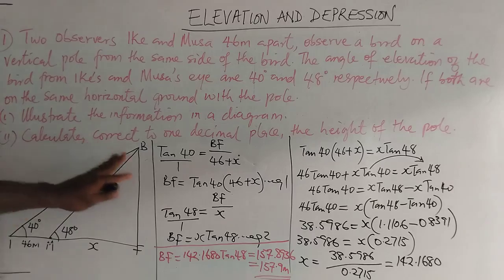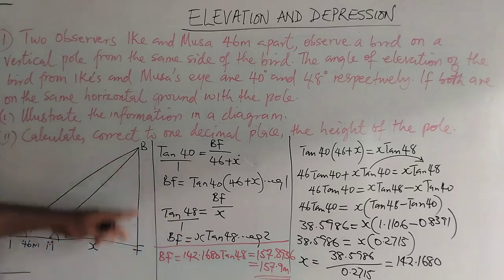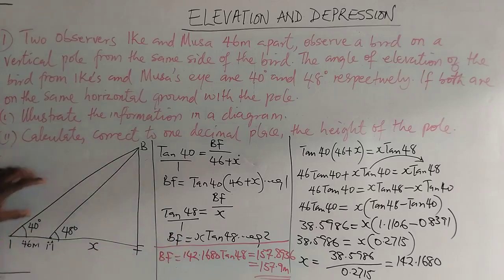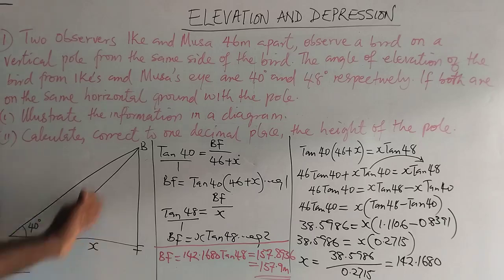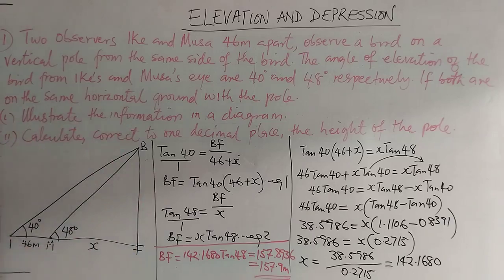Now, that's the height of the vertical pole. Then there's something I want to point out in this diagram. In the question, we were not told between Ike and Musa who is closer to the vertical pole. And it's very important. Their position is very important.